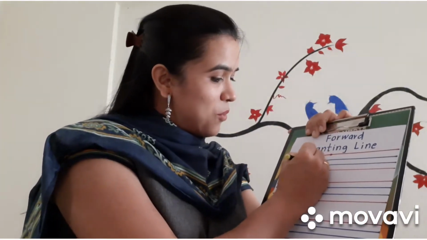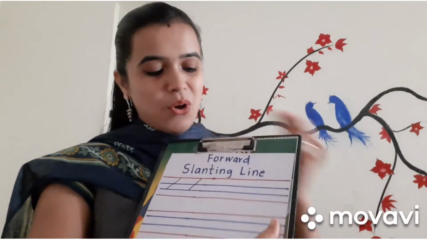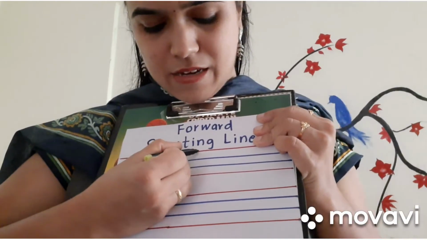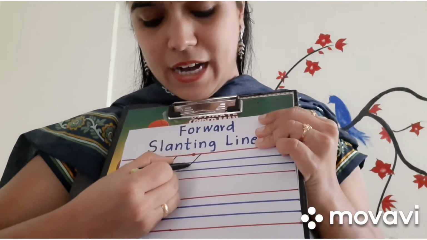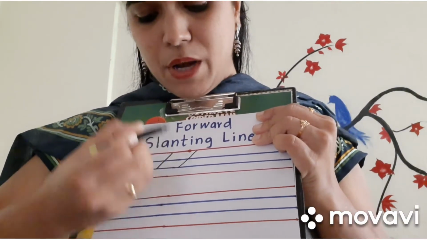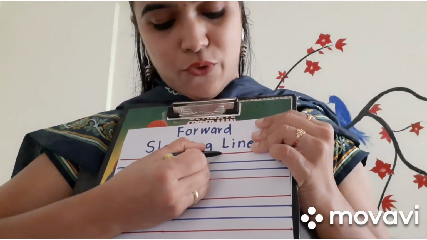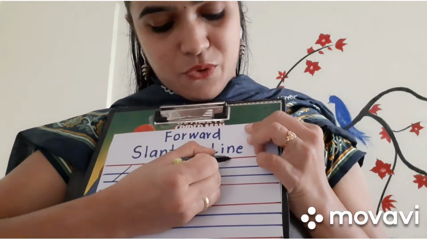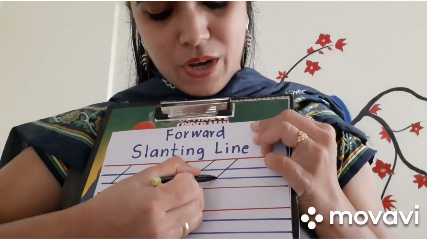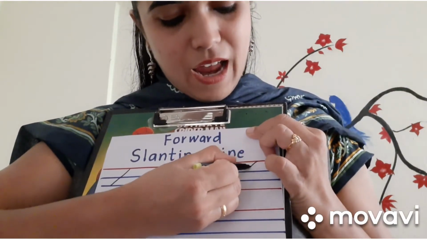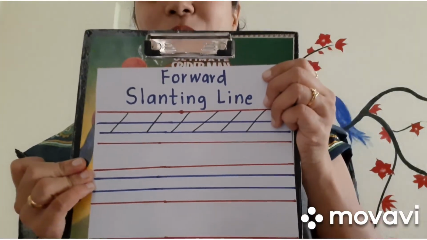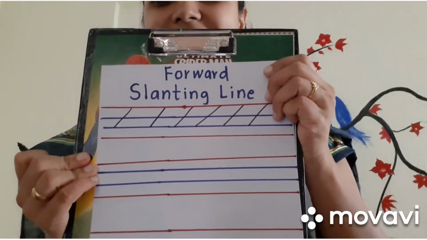Let me draw some more. How to draw? Just see. From red line to blue line. But from right to left. From right to left. Wow! Such beautiful forward slanting lines, isn't it?